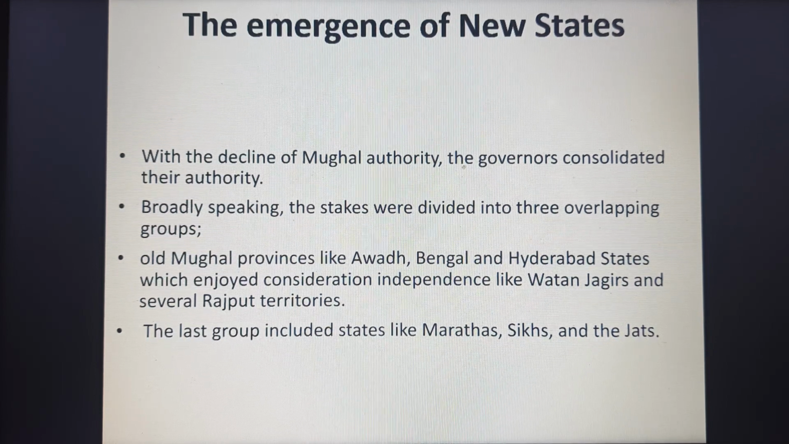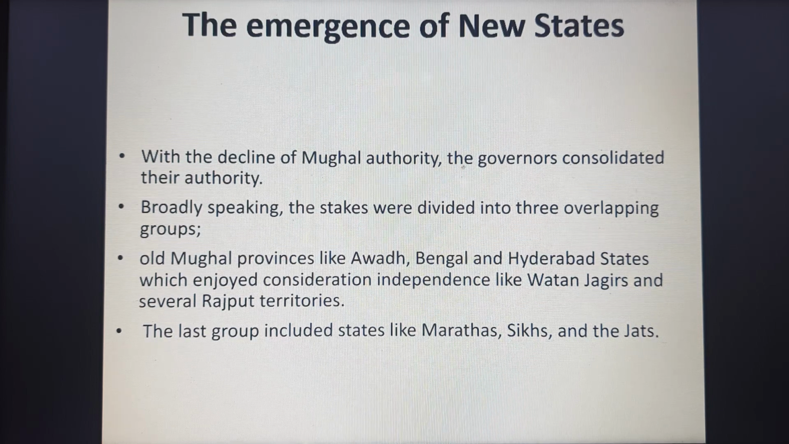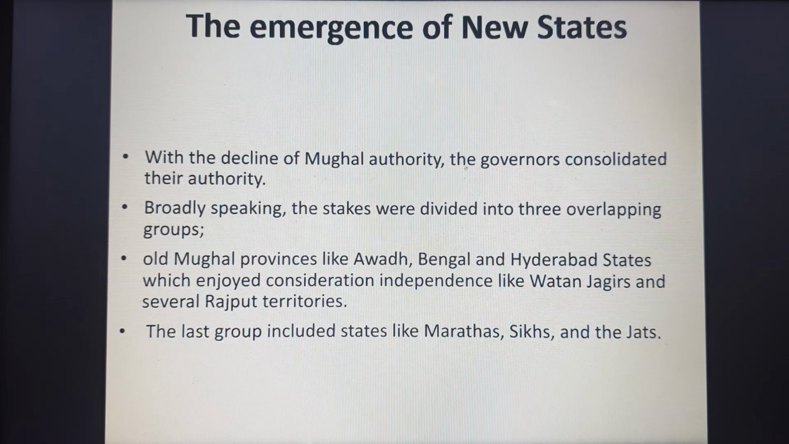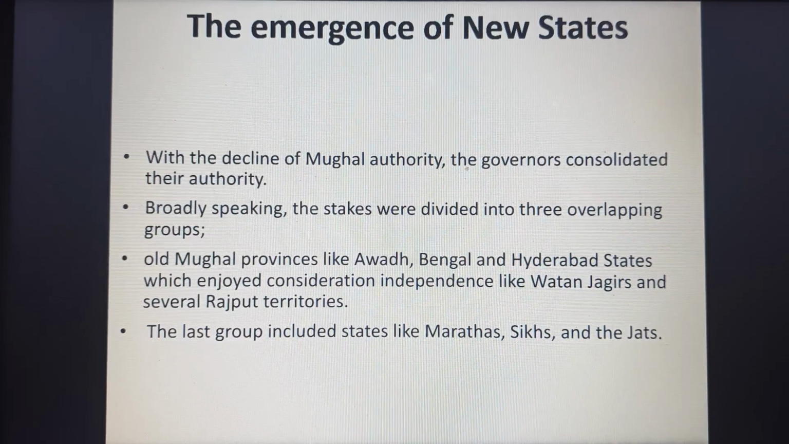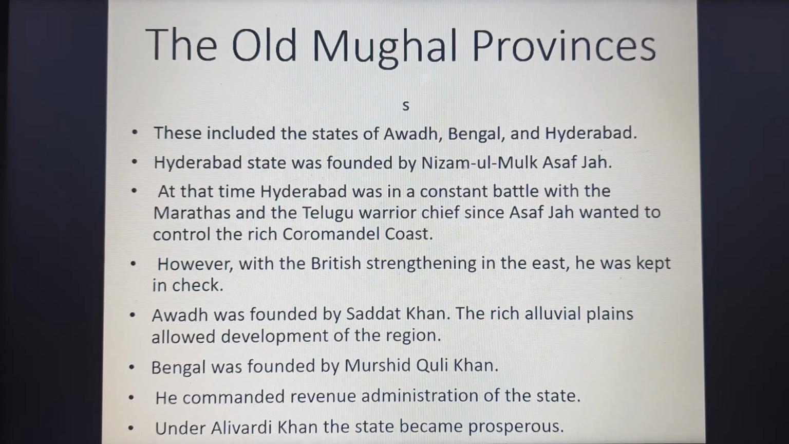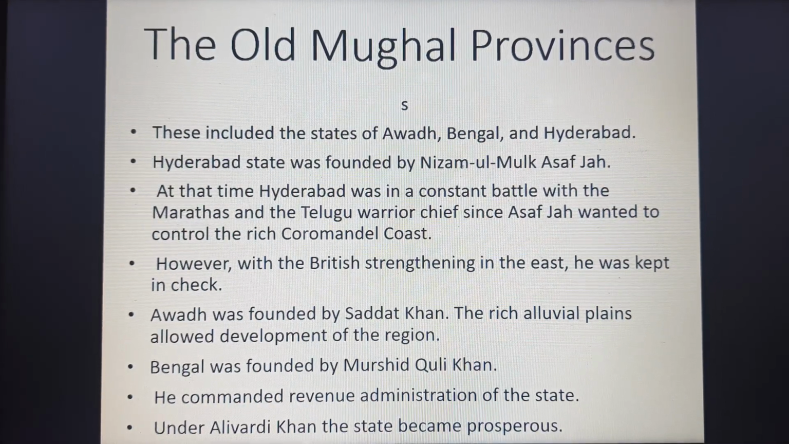Old Mughal provinces like Awadh, Bengal and Hyderabad; states which enjoyed considerable independence like Watan Jagirs and several Rajput territories, who started declaring themselves independent; and the last group included Marathas, Sikhs and the Jats. So slowly they all were leaving the empire, and they said that we will form our separate empires, we will declare ourselves independent. The old Mughal provinces included the states of Awadh, Bengal and Hyderabad.